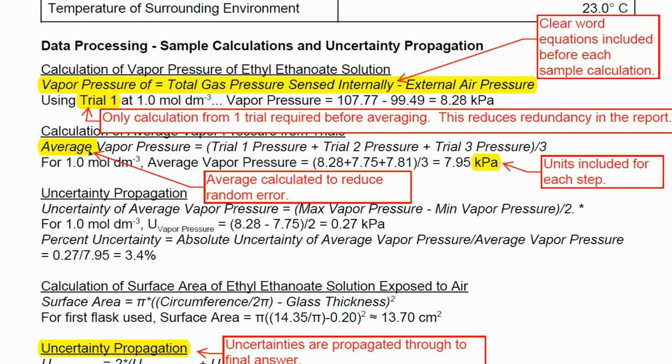And what this is used for is to reduce the amount of random error between your respective trials in an investigation. Therefore, it's always important that you show your average, you show all of your equations, but not only that, you also show your uncertainty propagation as well.